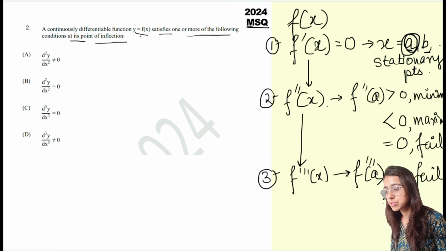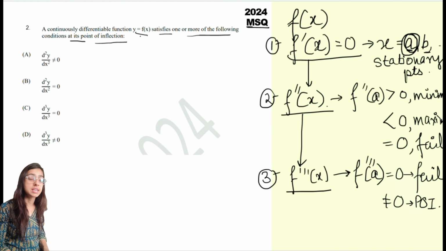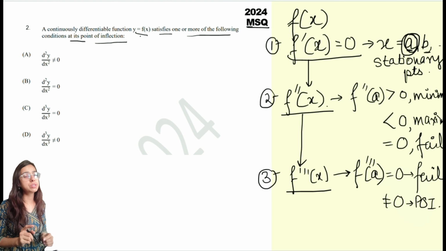And if this is not equal to 0 then we will get the point of inflection. Okay, first you have to see f dash of x, then you have to see f double dash of x, and then you have to see f triple dash of x. Now f dash of x will only fetch you stationary points.